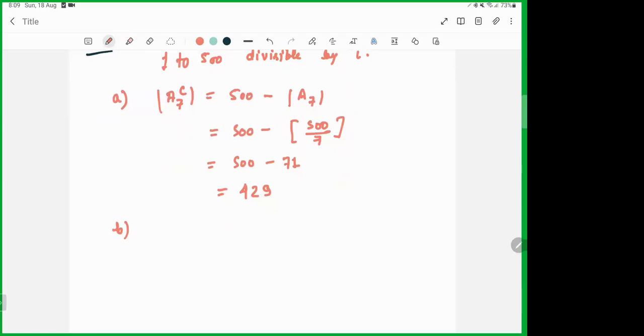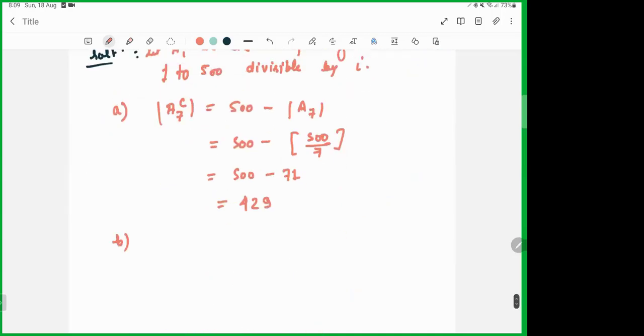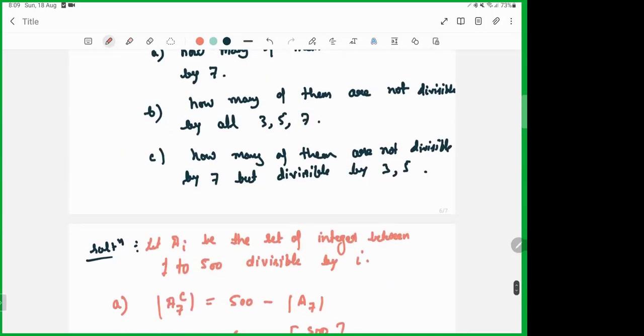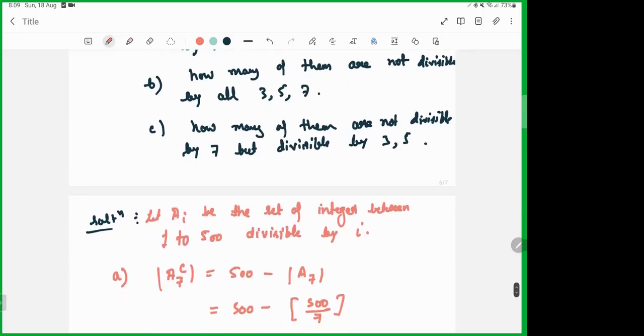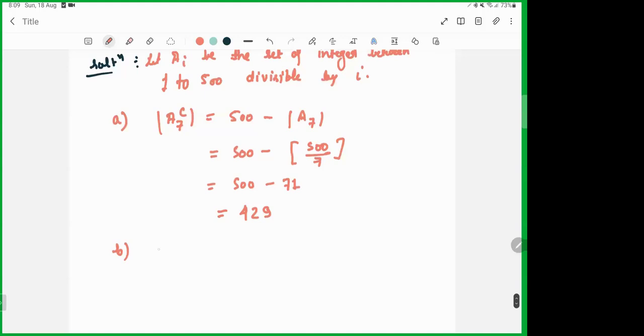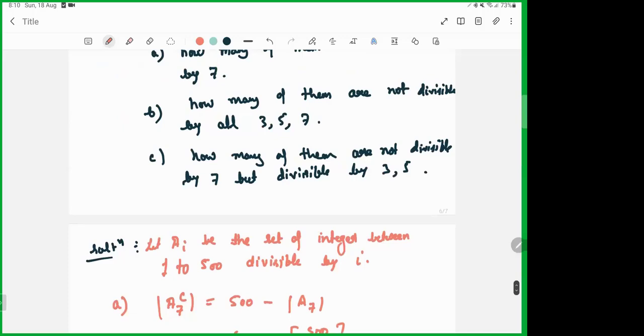Okay. So now the second part is asking how many of them are not divisible by all 3, 5, and 7. So how to do this? What do we want to find out? We want to find numbers which are not divisible by 3, not divisible by 5, and not divisible by 7. We will do it similarly. What is this basically? How many of them are not divisible by all 3, 5, and 7?